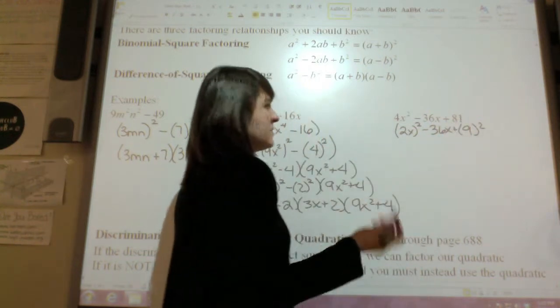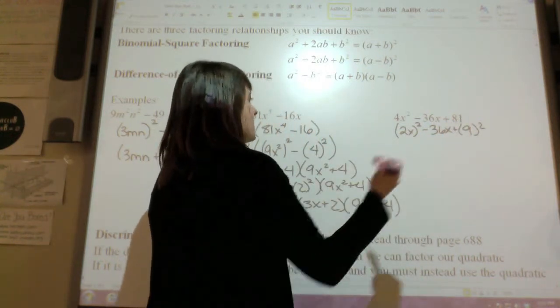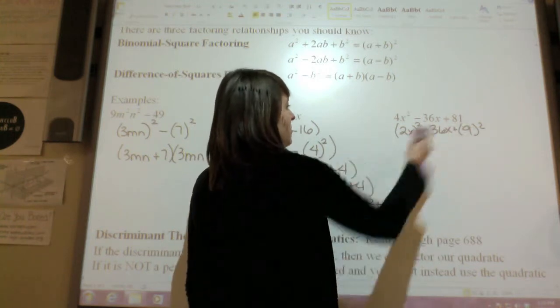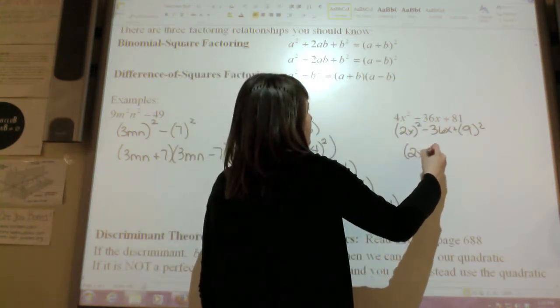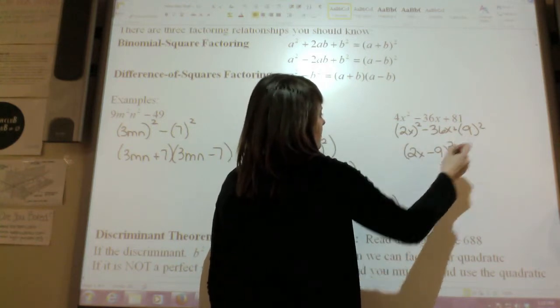So I know that this is a binomial square. So my a value is 2x, my b value is 9. I can rewrite this as 2x minus 9 squared.